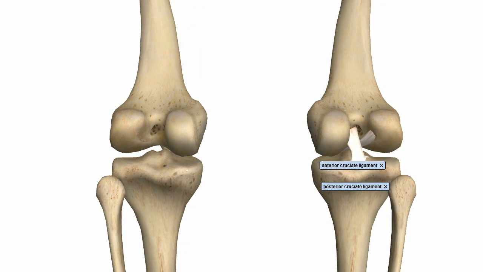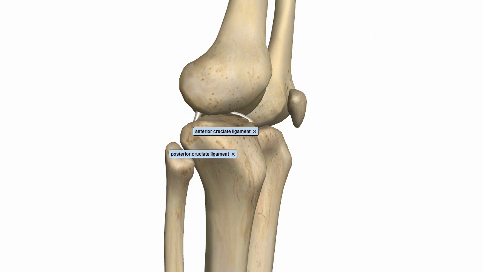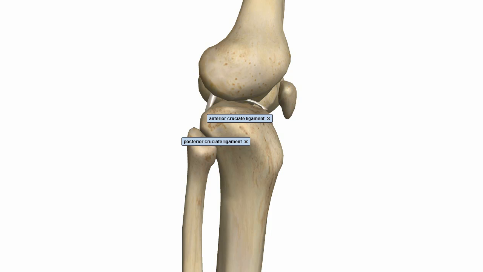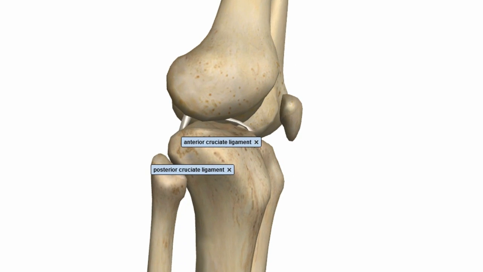So the function of these ligaments is to prevent anterior and posterior displacement of the tibia on the femur. Because the anterior cruciate ligament attaches anteriorly on the tibia, it prevents the tibia from sliding forward in this direction. And because of the attachment of the posterior cruciate ligament, it prevents the tibia from sliding backwards.